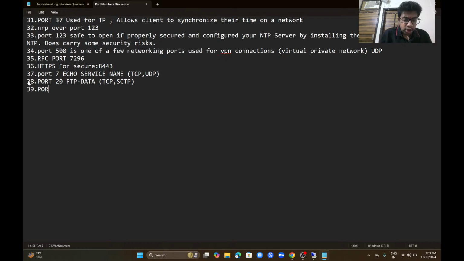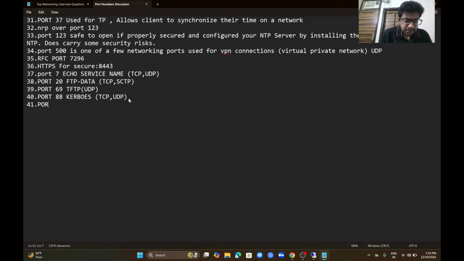And port 69 is TFTP. TFTP is the service name, and UDP is the protocol. And Kerberos is port 88. Kerberos is the service, and it uses TCP comma UDP datagram protocols. Okay.